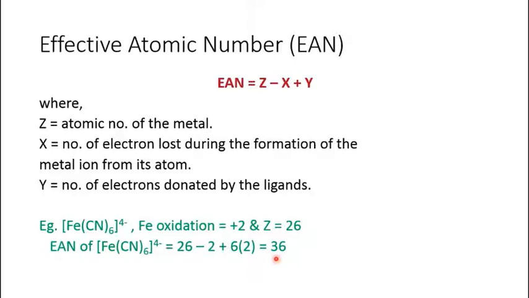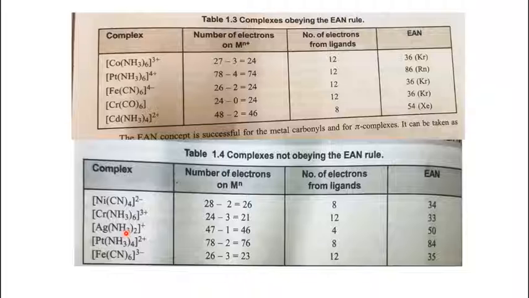36 is the atomic number of krypton, which is a noble gas. So this particular complex Fe(CN)6 4 minus has attained a noble gas atomic number, so it has attained the effective atomic number. Therefore this particular complex is extra stable.